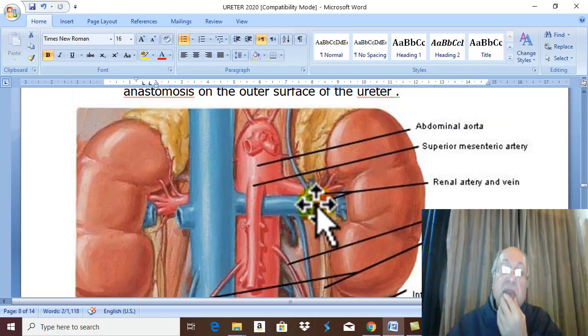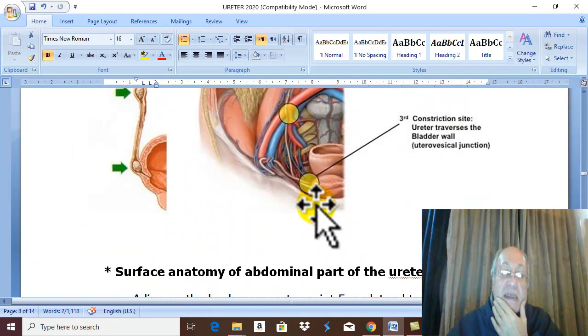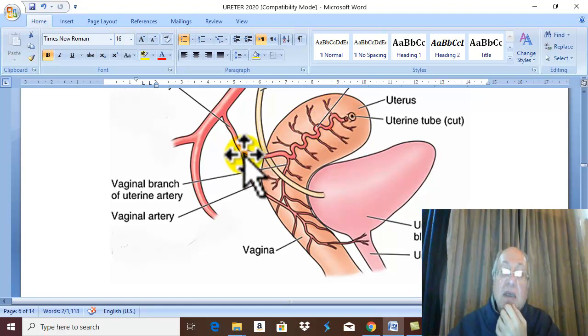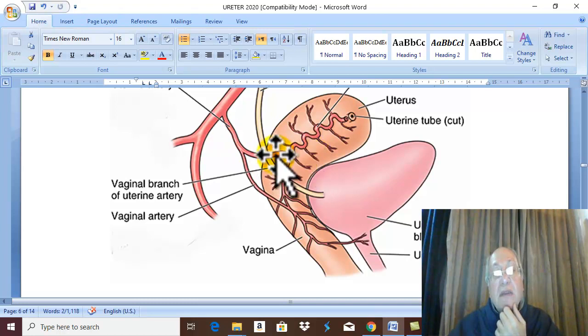As we said before, take care during hysterectomy. What is hysterectomy? Hysterectomy is excision of the uterus. During hysterectomy, you should ligate the uterine artery. During ligation of the uterine artery, take care to avoid injury of the ureter due to crossing of the uterine artery just above the ureter.